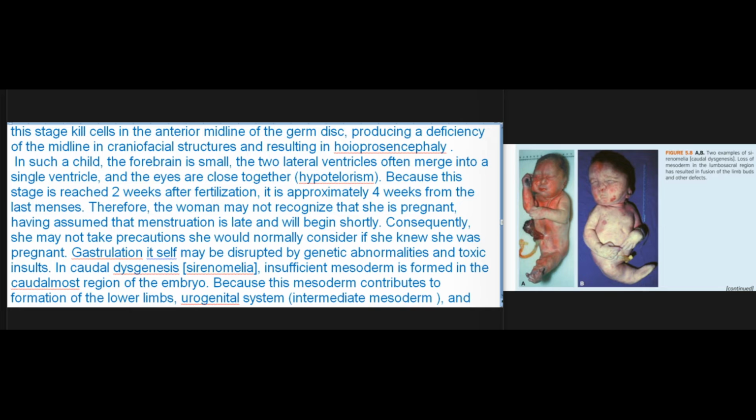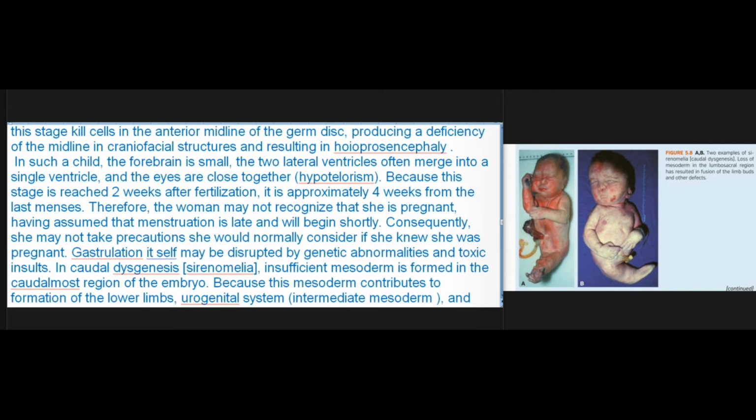Because this stage is reached 2 weeks after fertilization, it is approximately 4 weeks from the last menses. Therefore, the woman may not recognize that she is pregnant, having assumed that menstruation is late and will begin shortly. Consequently, she may not take precautions she would normally consider if she knew she was pregnant. Gastrulation itself may be disrupted by genetic abnormalities and toxic insults.